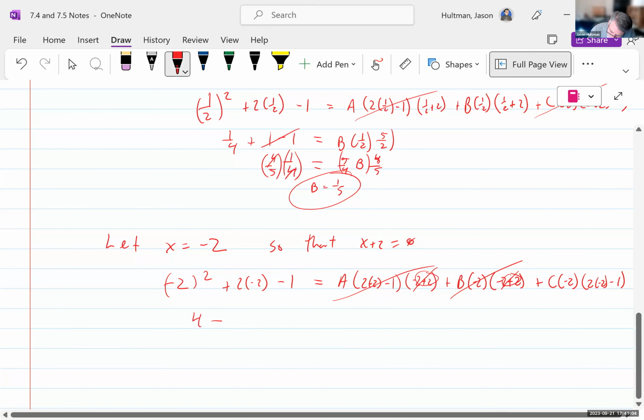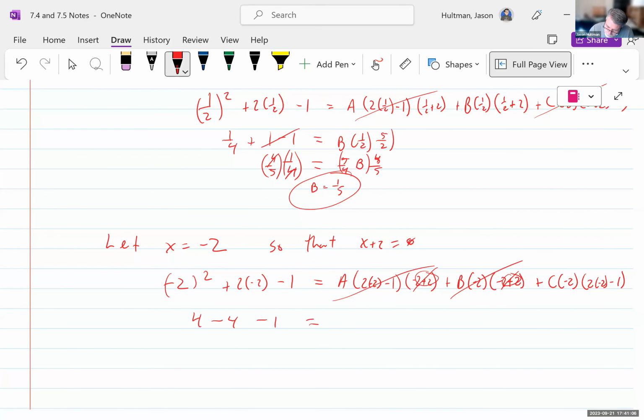So this is going to be 4 minus 1. Those cancel. Is equal to C times -2 times, what is that? -4 minus 1 is -5. Yeah, thank you. And so this is -1 is equal to 10C. Yep, and so divide by 10, and we get C is equal to -1/10. Yeah, -1/10. Thank you, Ling.